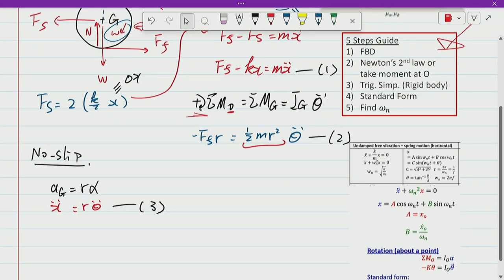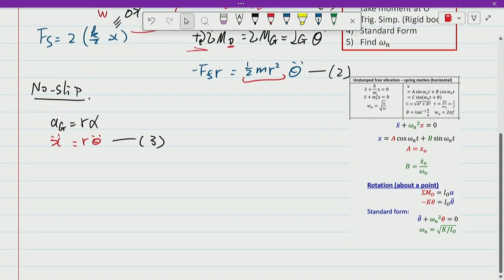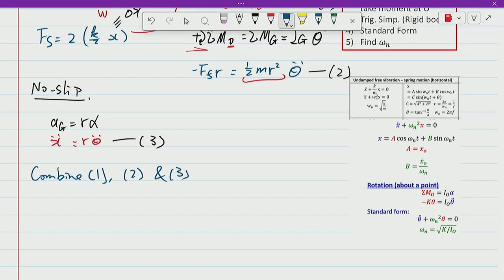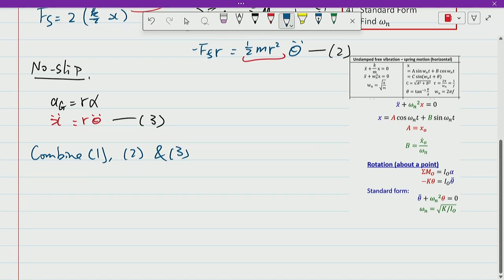Questions? The next step is pure math. The idea is that you combine equation 1, 2, and 3. You can choose not to copy this down. This is just pure substitution.